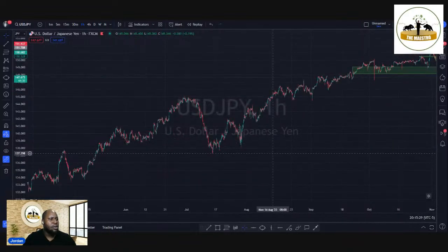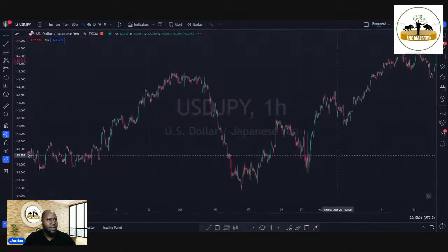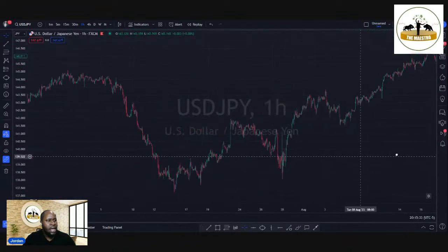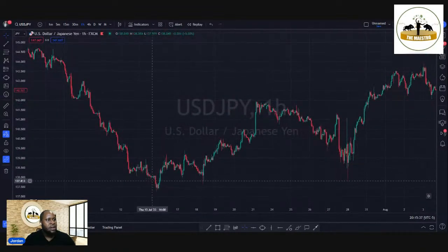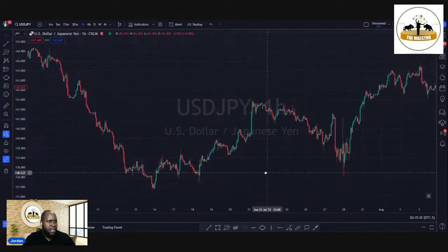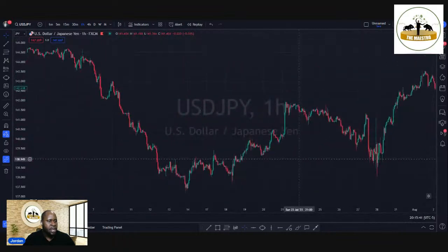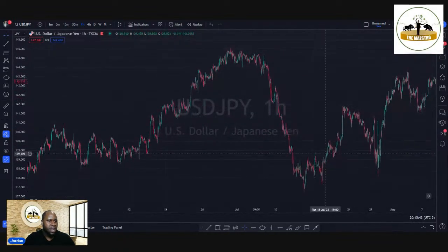Whatever area we choose, I want it to be a clear area to you where you could see it as an area of interest, and you would start breaking things down to look for a sniper entry. Okay, so that's why I'm looking for that area. I'm going to look at this area right here.